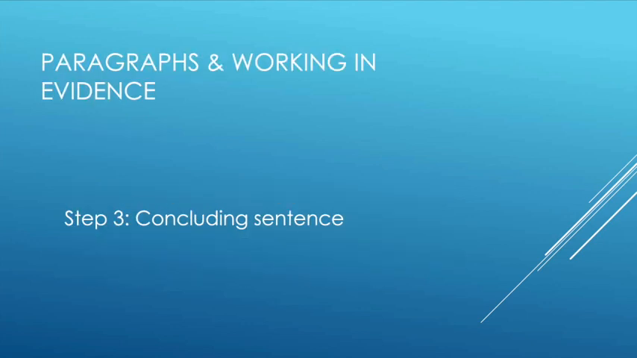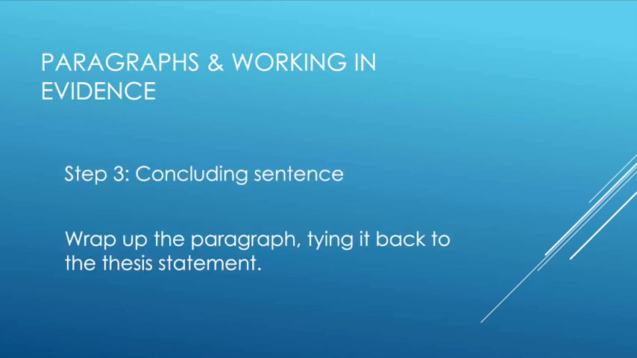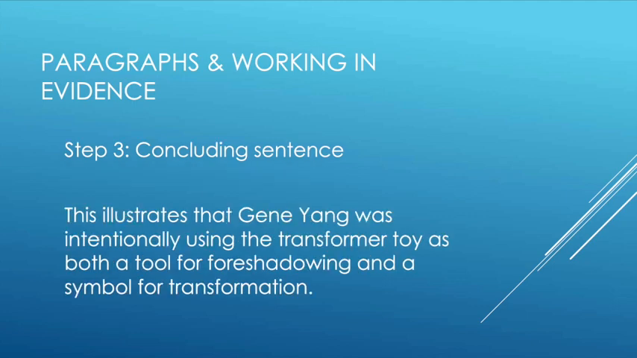Now, step 3, we need to put in a concluding sentence. So something that's going to wrap the paragraph up. Ultimately, when we wrap it up, it's going to tie it back to the thesis statement. So here's an example concluding sentence. This illustrates that Gene Yang was intentionally using the transformer toy as both a tool for foreshadowing and a symbol for transformation. So we can assume that with this essay I'm writing, my thesis is clearly about the transformer as a toy, as a symbol, as foreshadowing and whatnot.